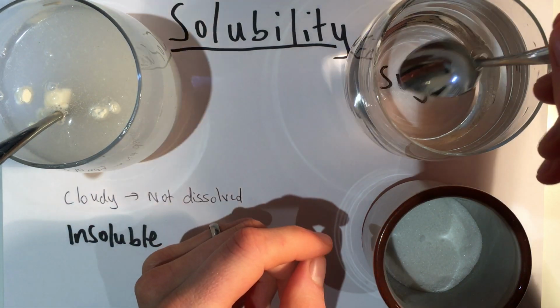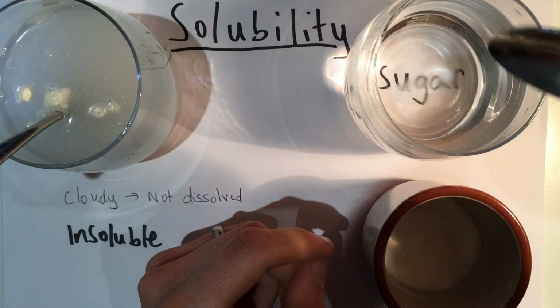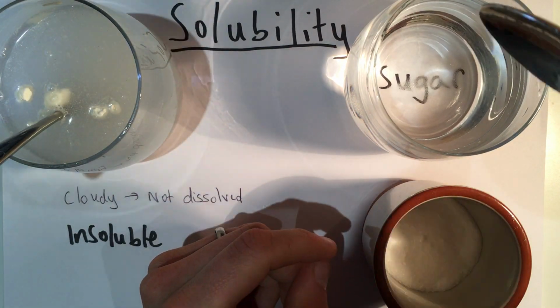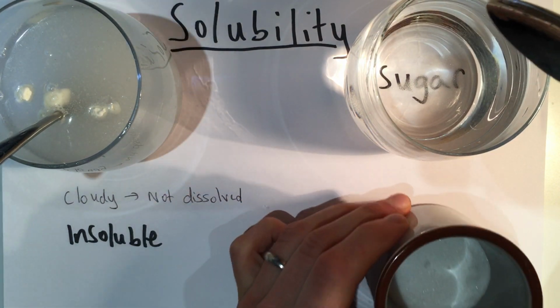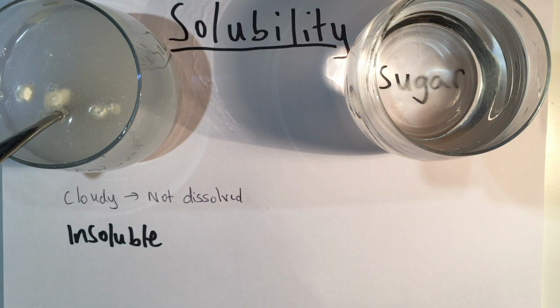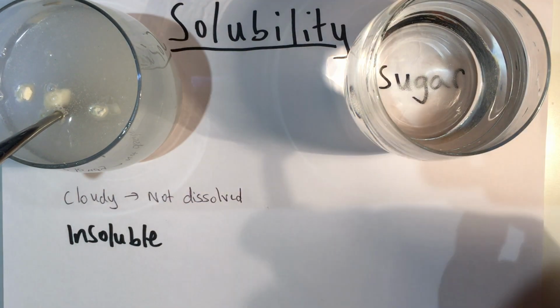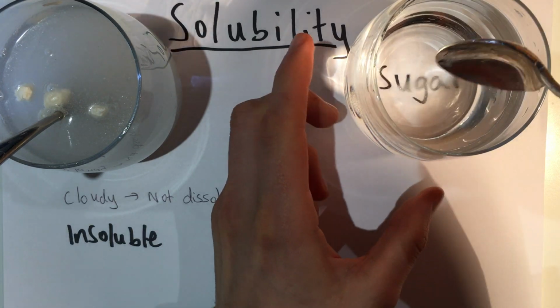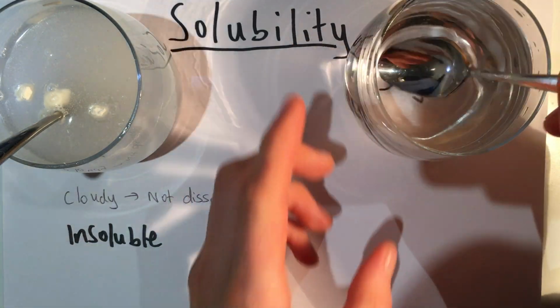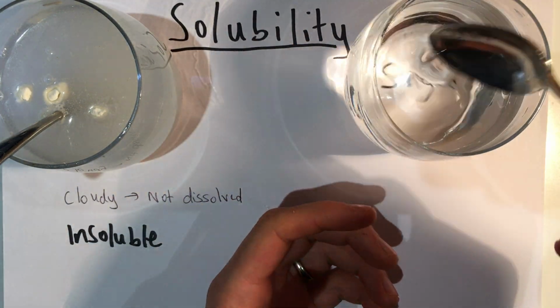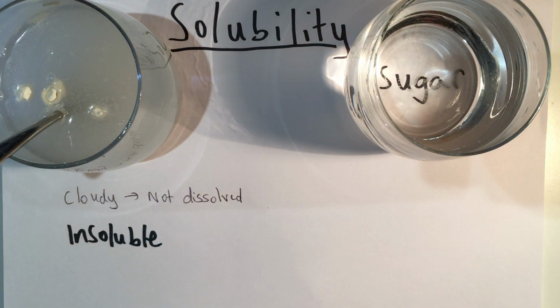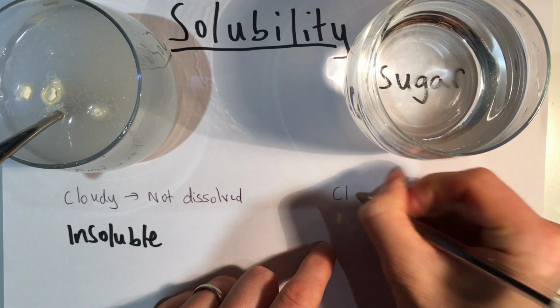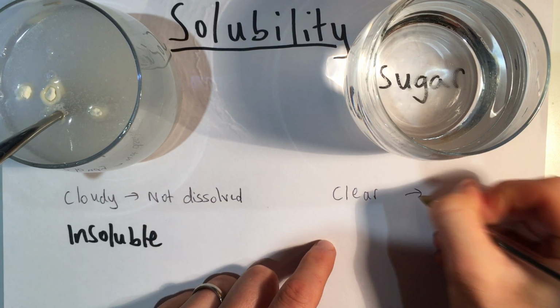If we look at the sugar, if I just take the spoon out, we can see there's a little bit of sugar that's sunk to the bottom, hasn't dissolved, but very clearly the rest of it has dissolved. And we can tell that because we can still see through to the word sugar. So most of that sugar has dissolved into the water because it's made a clear solution. So I'll put here, clear tells us that it has dissolved.